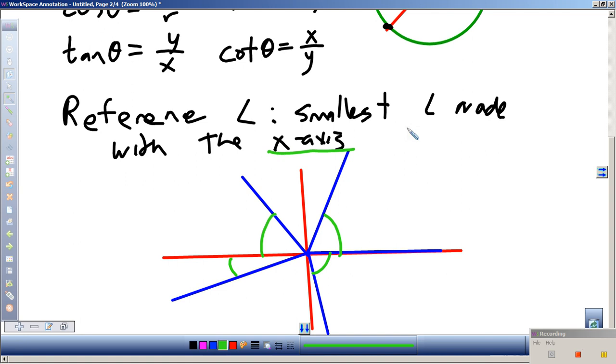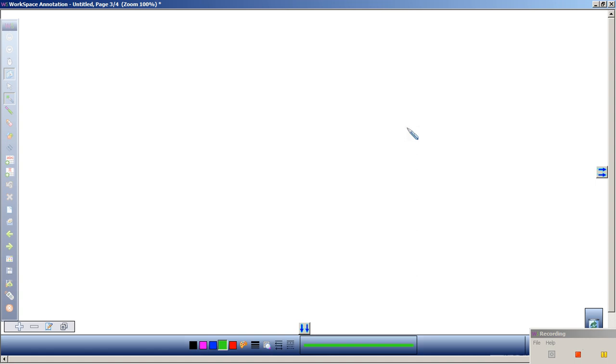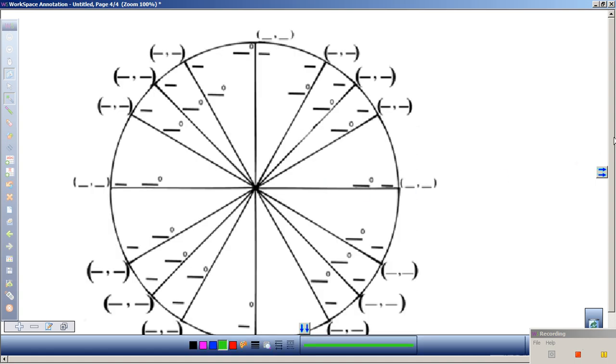Okay, so I have a handout that everybody's going to fill in. Take one of these and pass them around. This is known as your unit circle. It may look familiar, in fact it should look familiar from Algebra 2. You're going to have to write really tiny to be able to fit it in.